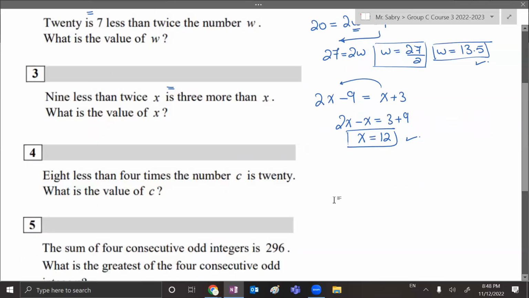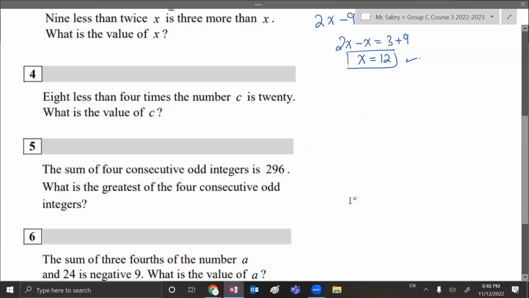In number 4, for example, they say 8 less than 4 times the number c is 20. So 8 less than something, so something minus 8. 8 less than what? 4 times the number c, so it's 4c, is means equals 20. And I'll start solving the equation, move this to the other side. 4c is equal to 28, and then c is equal to 7.